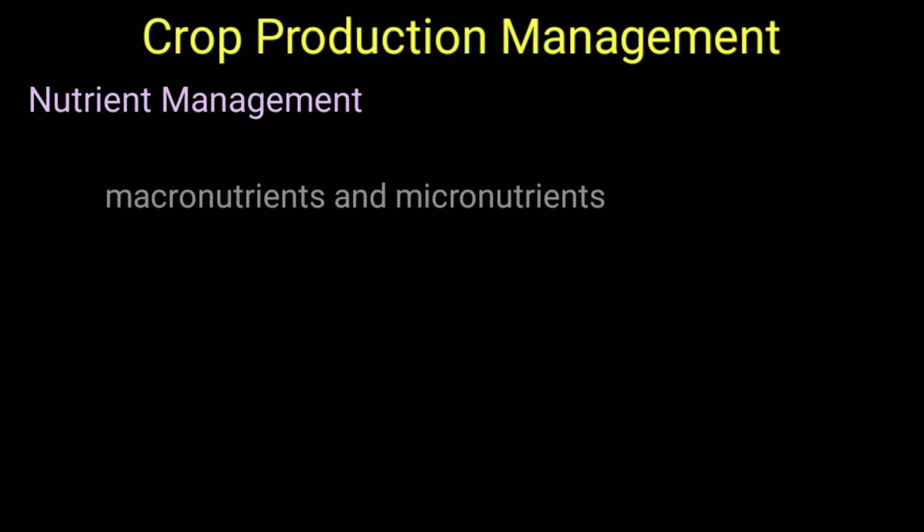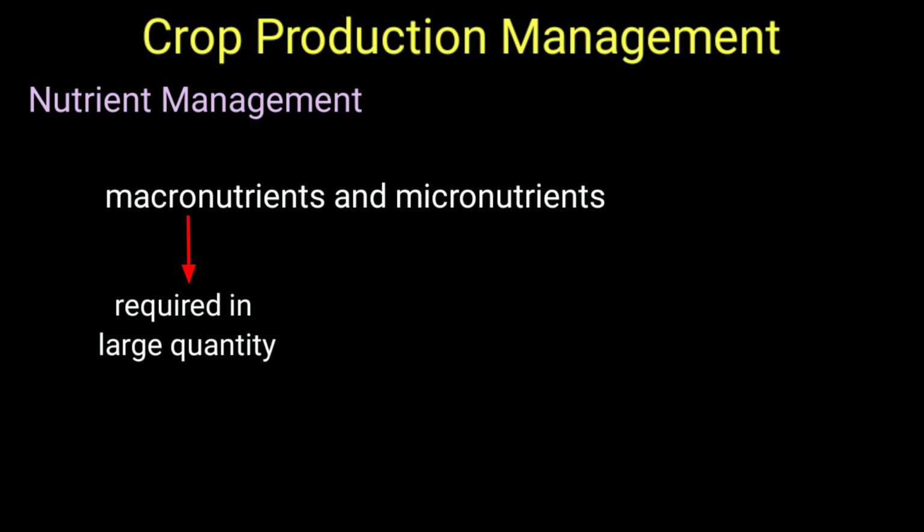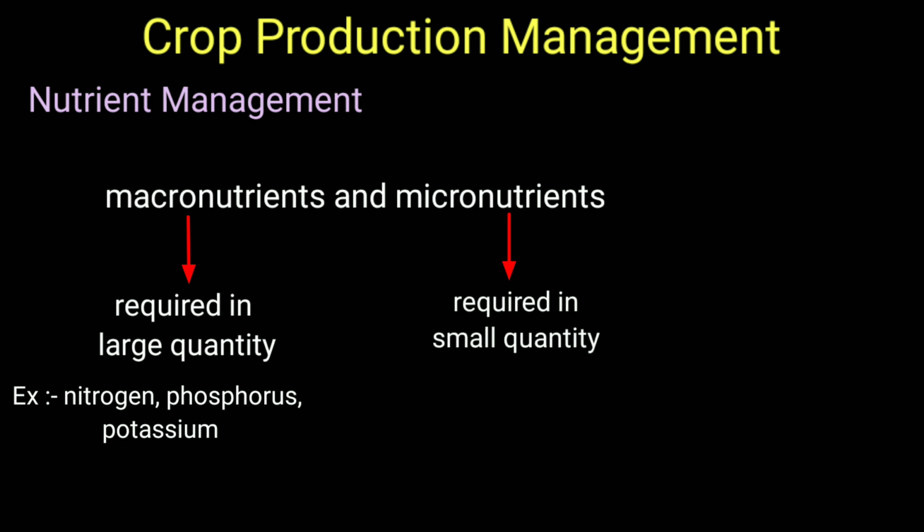Now let's talk about macronutrients and micronutrients. Macronutrients are nutrients required by the plants in larger amounts. Examples are nitrogen, phosphorus, potassium. Micronutrients are the nutrients required by the plants in lesser amounts. Examples are iron, zinc, copper, etc.